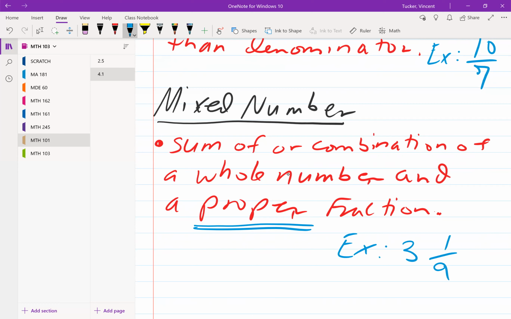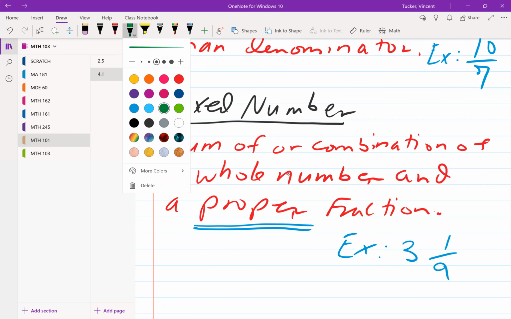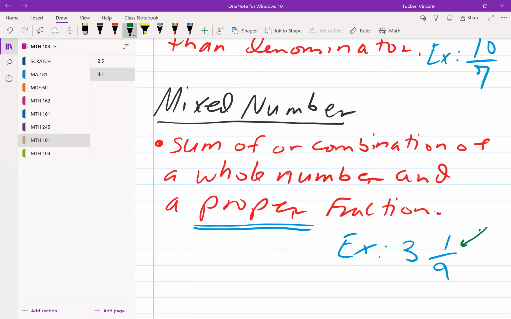A mixed number is going to be the sum of, or a combination of, depending on which wording you like to use, a whole number and a proper fraction. So make sure you keep in mind that if it's actually going to be a mixed number, this fraction right here has to be a proper fraction. In other words, the numerator has to be less than the denominator. Your whole number is right here. Then you have a proper fraction that's attached to it.